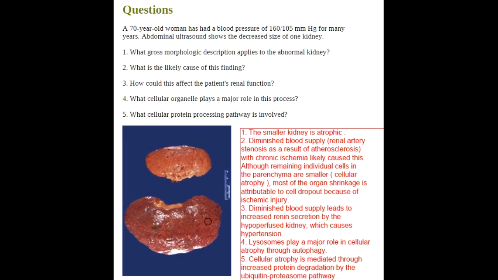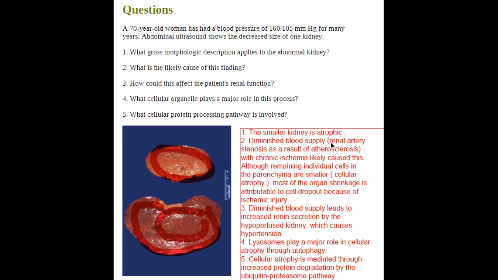See, this is the kidney which is present, and this is the one more kidney. This kidney has become smaller when compared to this bigger kidney, right? So this smaller kidney has undergone atrophy. Then the second question: what is the likely cause of this finding?